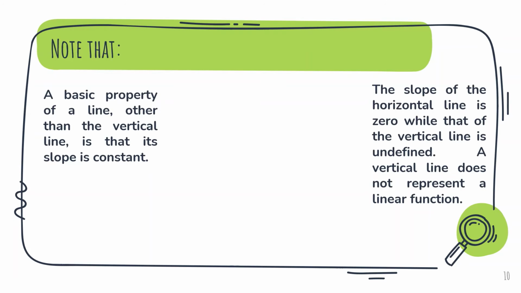Okay, note that a basic property of a line other than the vertical line is that its slope is constant. The slope of the horizontal line is 0, while that of the vertical line is undefined. A vertical line does not represent a linear function.